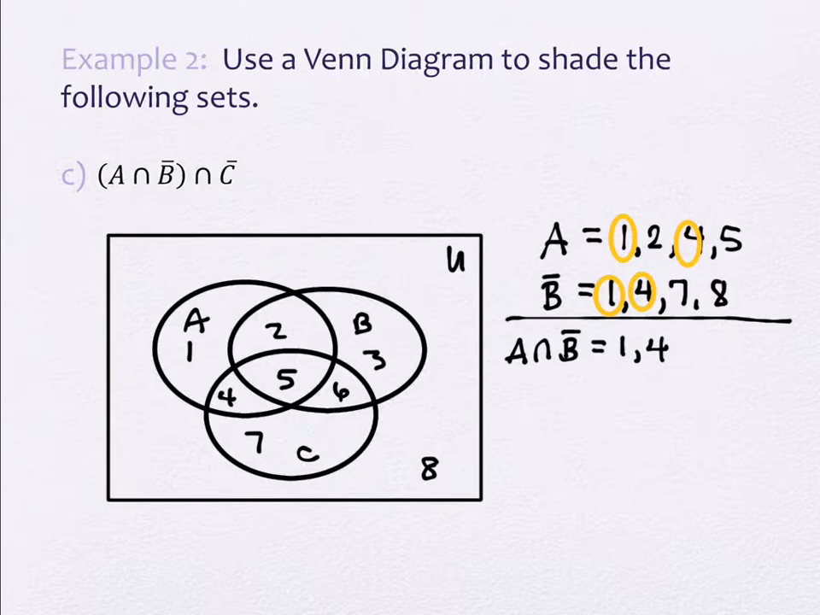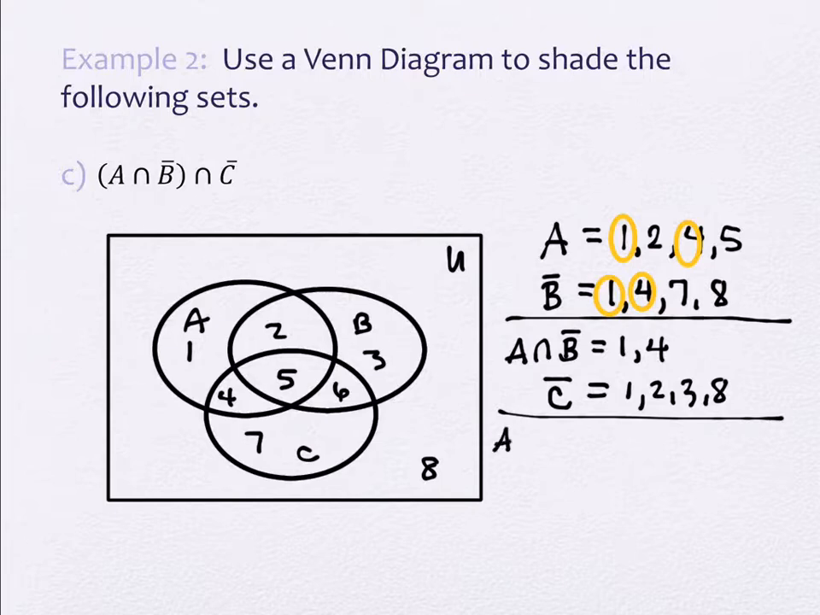Moving out from there, I see that I'm supposed to be doing an intersection of this one with C complement. So let's figure out what numbers are in C complement. 1, 2, 3, and 8. And this time, I want what? I want the intersection here. So intersection is what they have in common, and that would be the number 1. And if I go back to my diagram and I shade region 1, I'm done.